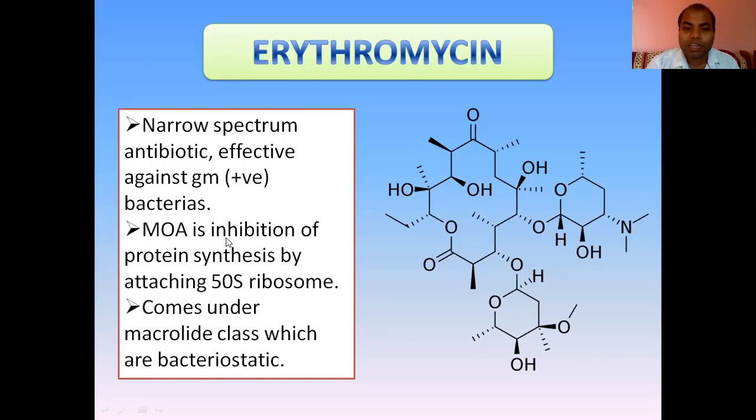So the mechanism of action is the inhibition of protein synthesis by attaching to the 50S ribosome. The protein synthesis occurs in the ribosome of the cell, where the amino acid tRNA generally attaches to the 30S or 50S ribosome. If the antibiotic incorporates in the 30S or 50S ribosome, then protein synthesis is hampered, and that's how faulty protein is produced, and as a result it inhibits protein synthesis as well as the effectiveness of bacterial protein. So this comes under the macrolide class, which is also bacteriostatic.